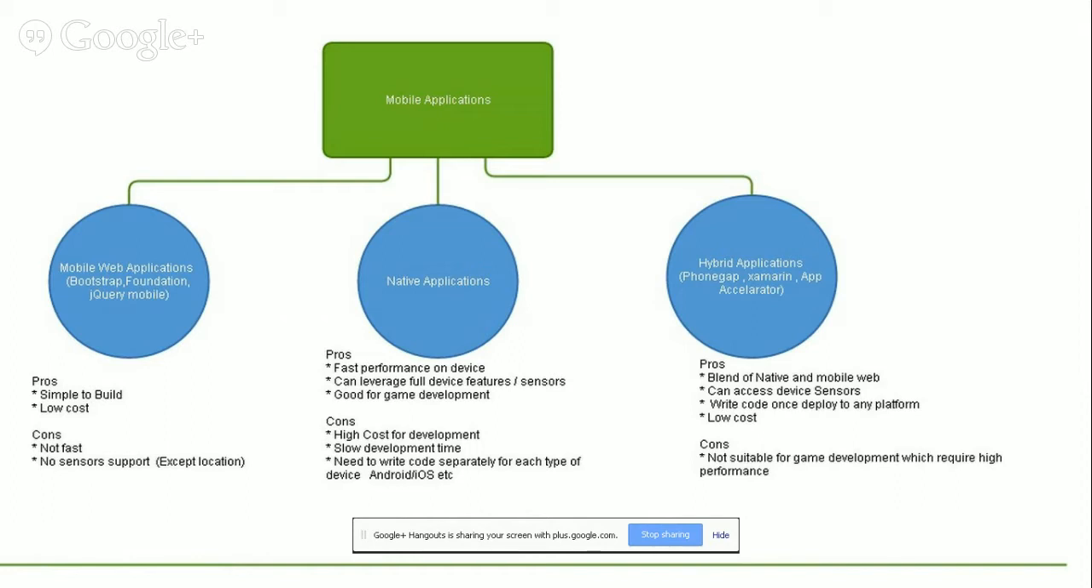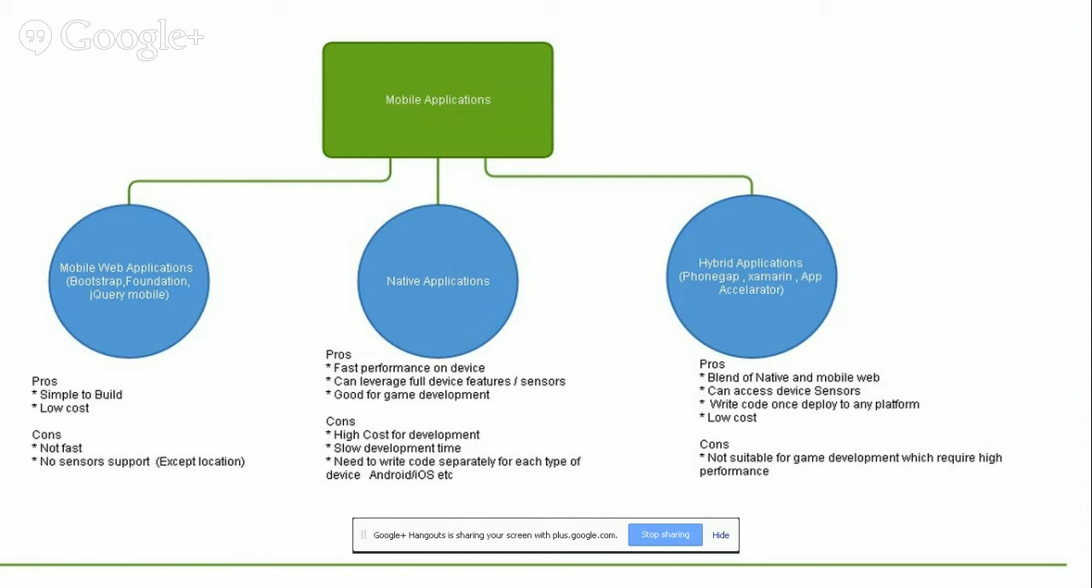These are simple to build, and the cost of development is less, but the cons are that these websites are not fast, and you cannot use device sensor features like GPS or camera. I mean, modern browsers support location and camera, but the accelerometer and any other sensors in the device cannot be used in mobile web applications because they are not installed on the device.